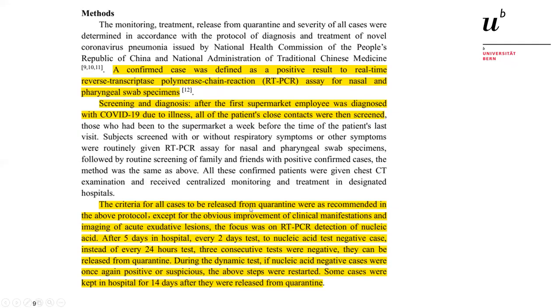And here we have information about the follow-up. So we know that patients were in quarantine, and in order to be released from this quarantine, they had a negative PCR, and then they needed 3 consecutive tests. So they were released from quarantine if they had these consecutive tests negative. So yes, this study meets our inclusion criteria.